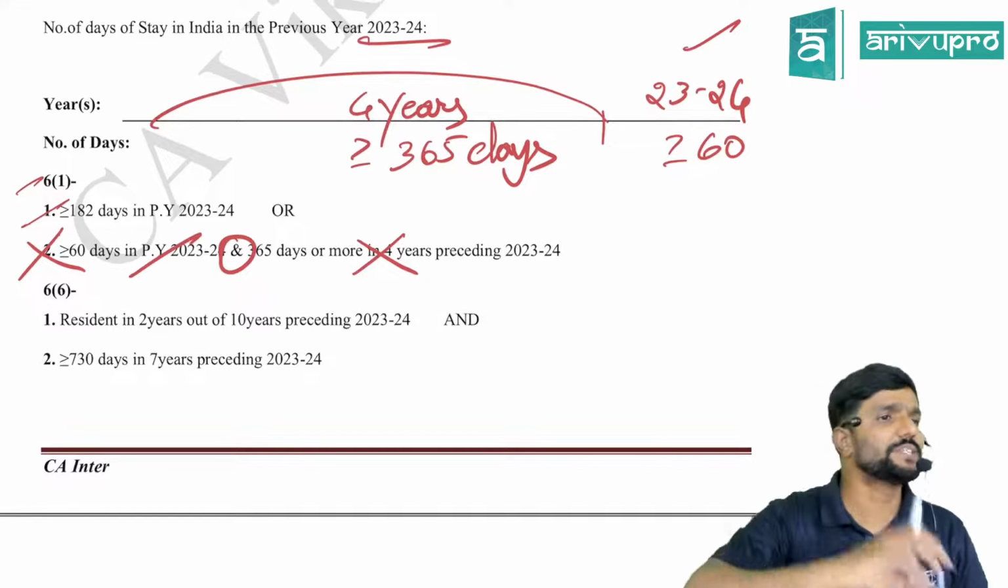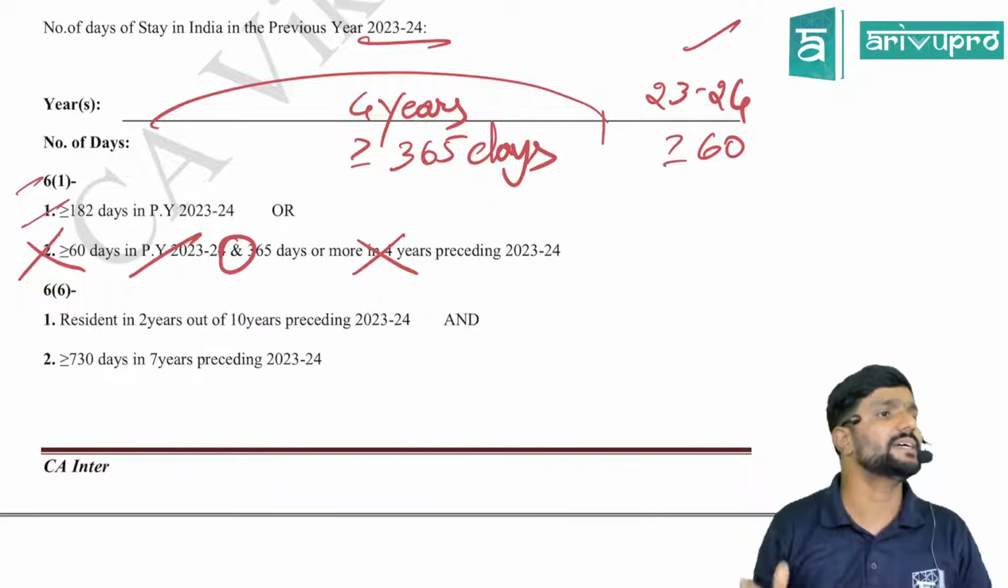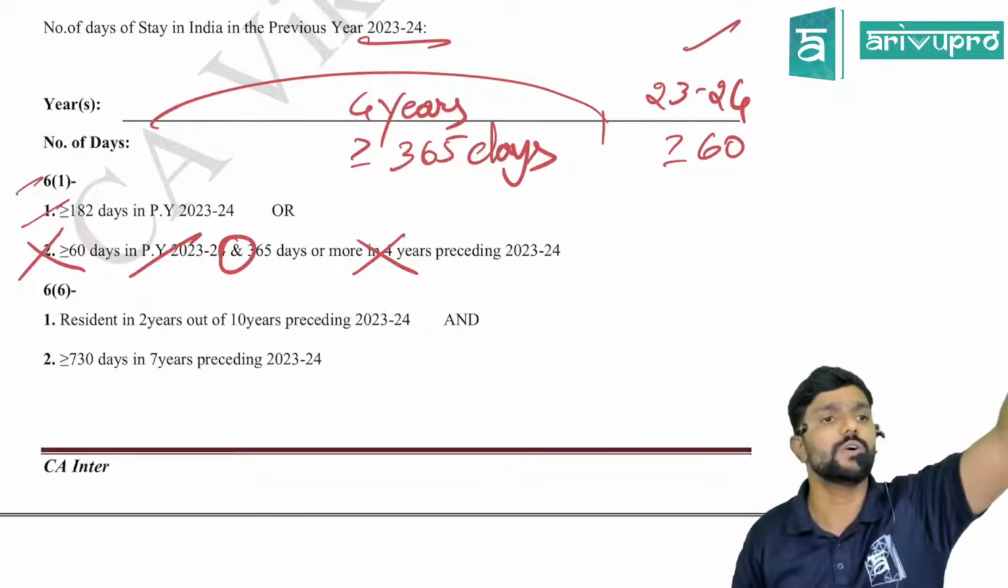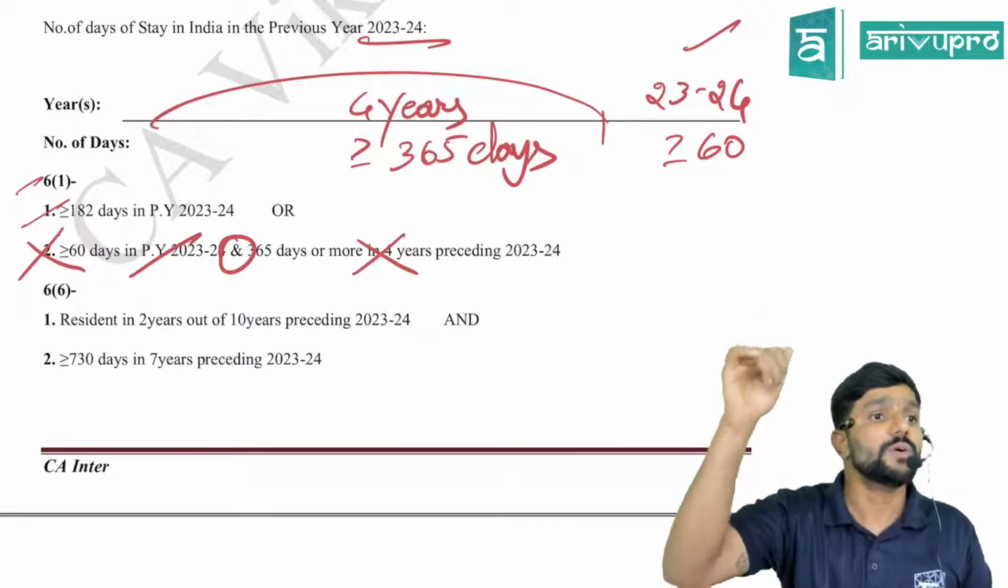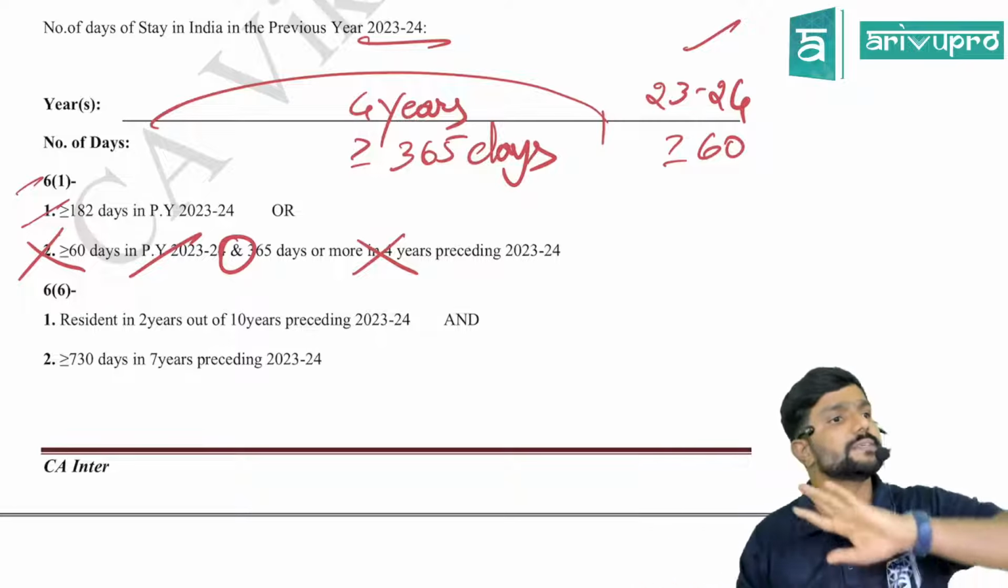Again, 6.1 has two basic conditions. What are those? If you satisfy any one, you will become a resident in India. What are those? 182 days or more in the previous year. 60 days or more in the previous year. And 365 days.